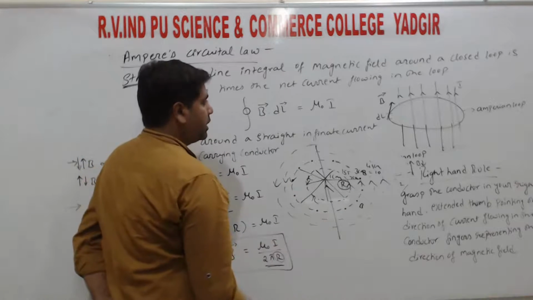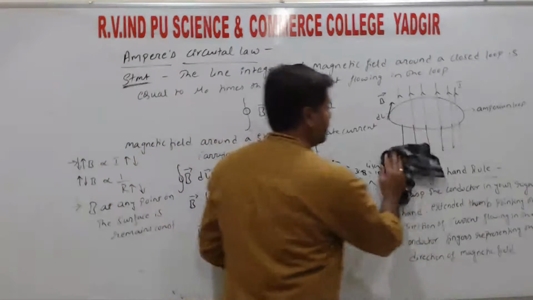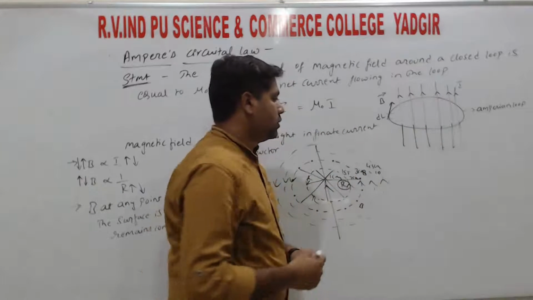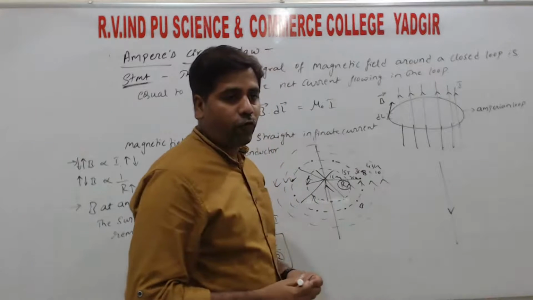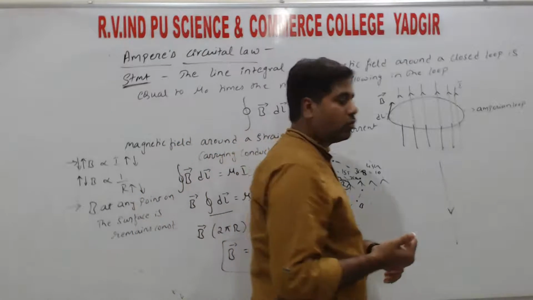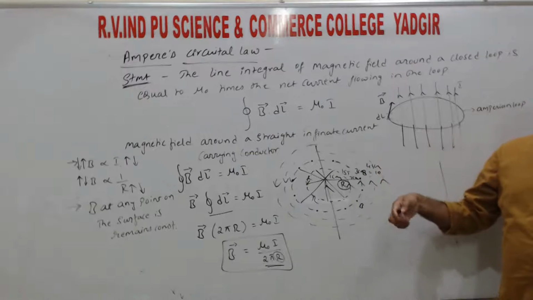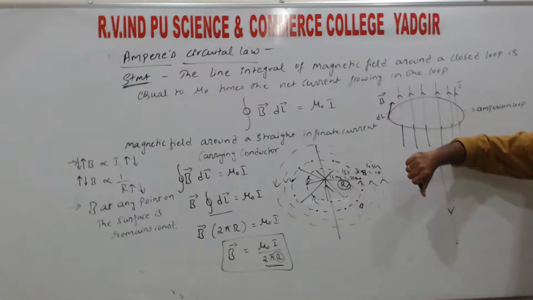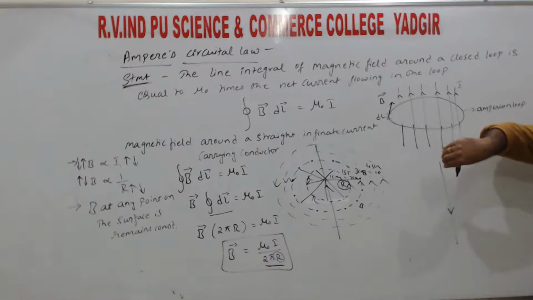So the same current, so it flows in the opposite direction. Again by using the right hand thumb rule, the tip of the pen represents the direction of the current. I hold the right hand in such a way that the thumb represents the direction of the current. If the current direction is like this, the fingers represent the direction of the magnetic field.